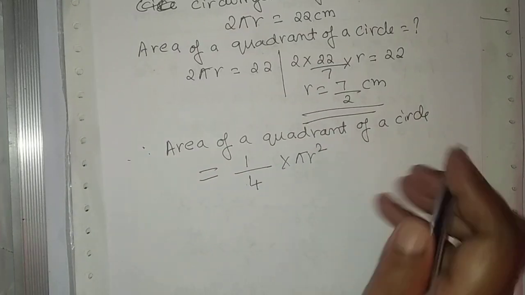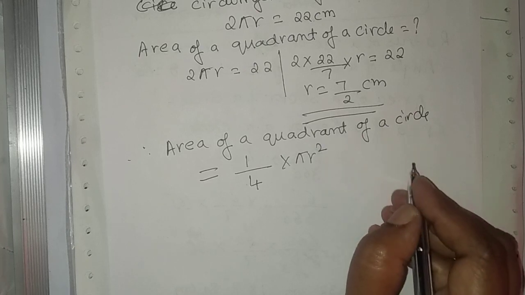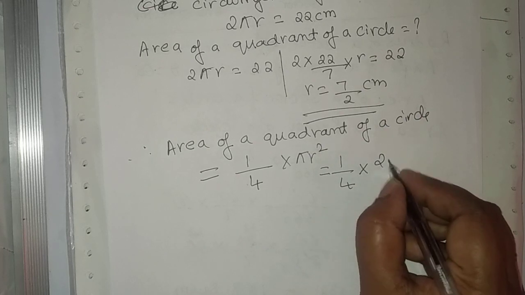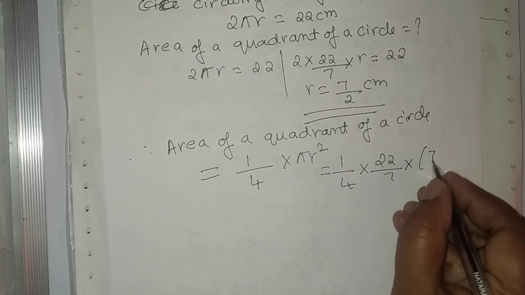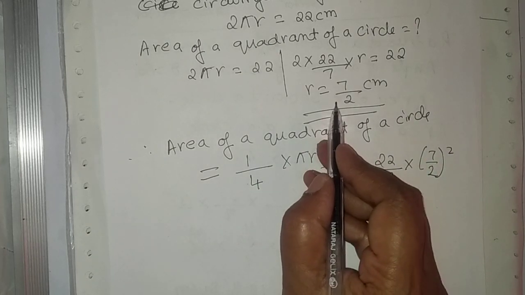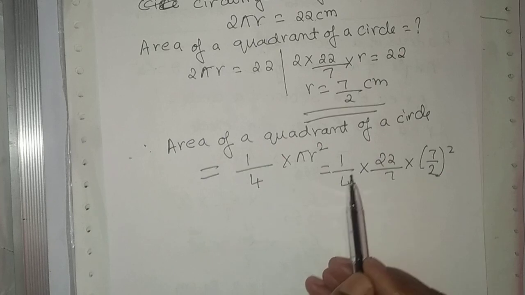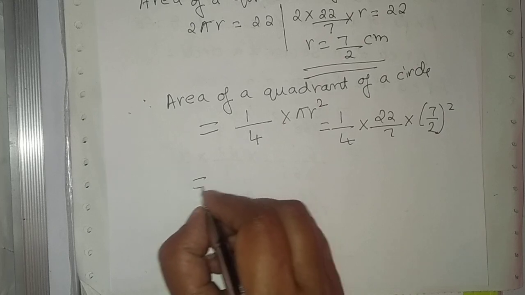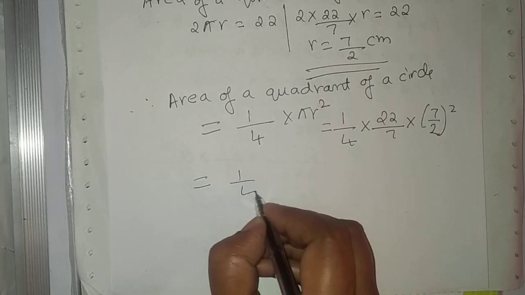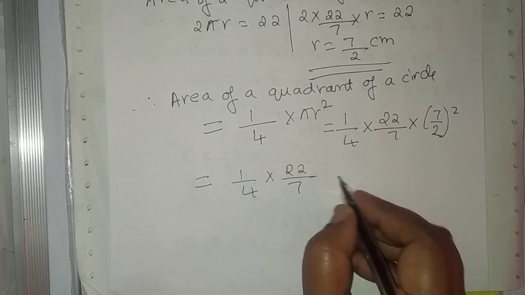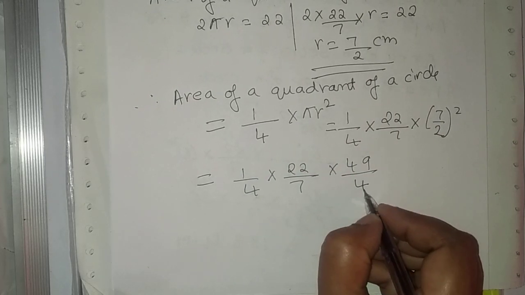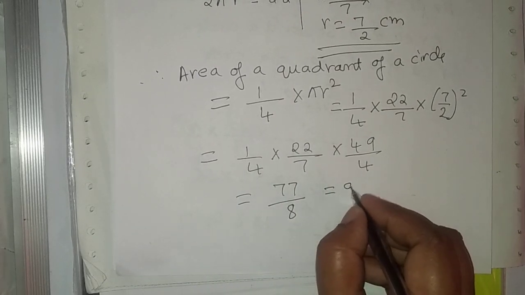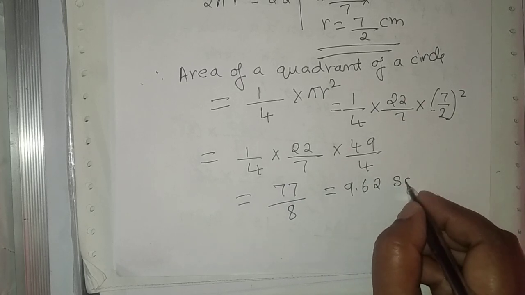Substitute the values here. So first we have to find out the radius. By using this formula we get the radius, then we substitute in the formula for the area of the quadrant of the circle. Therefore what we get is 1 by 4 into 22 by 7 into 49 by 4. Simplify all this, we'll get 77 by 8, which is equal to 9.96 square centimeters.